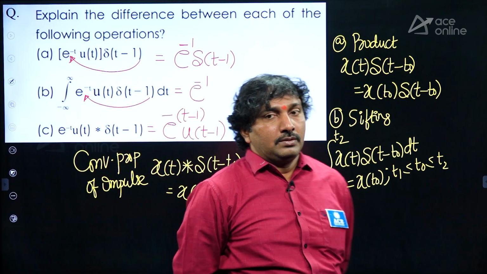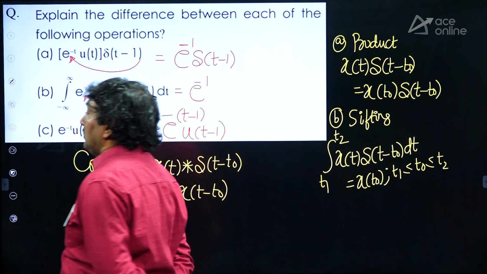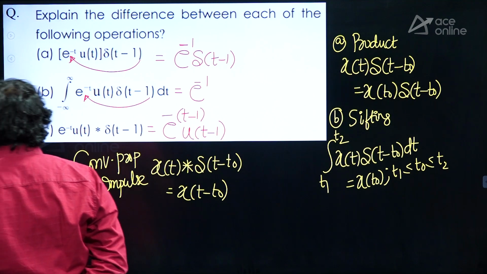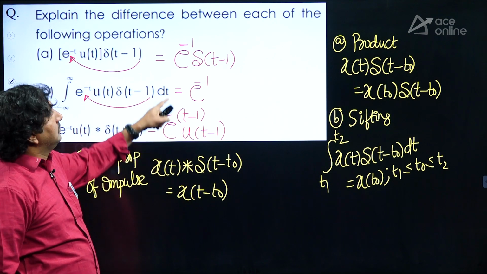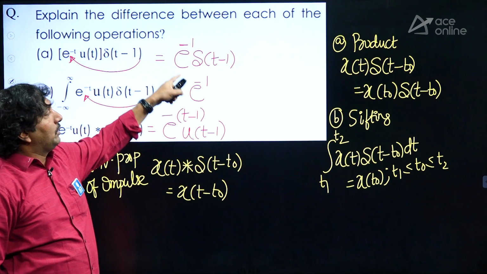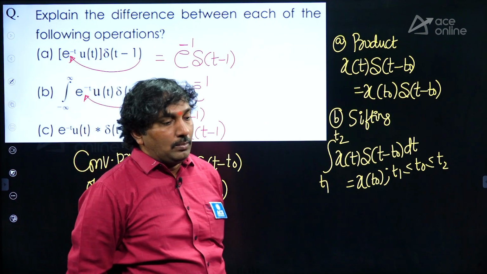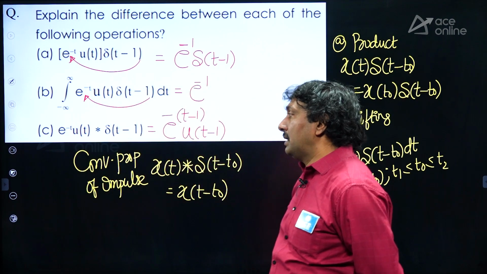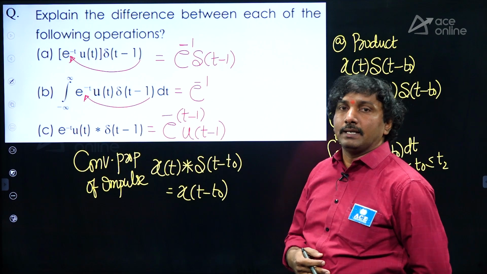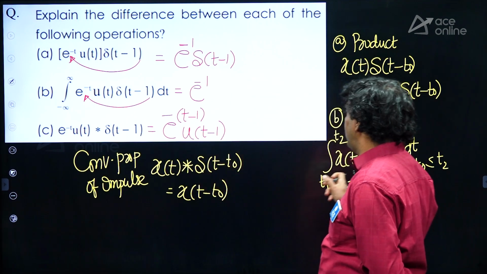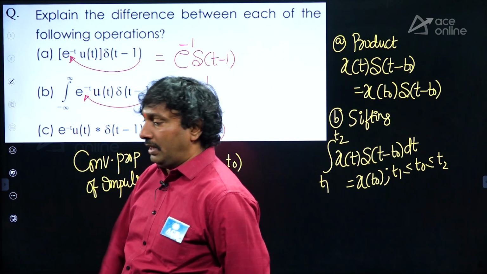So don't confuse between the properties of impulse. That is what the examiner will do in the exam to confuse us. He may ask a convolution question, but the answers of the other two properties may be provided. Be careful. Product property is retaining the impulse at that instant as it is. Shifting property is making that a constant value if the shift is within the limits. But convolution is shifting that signal by that much amount.